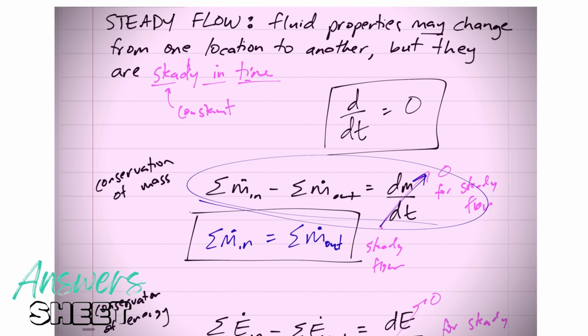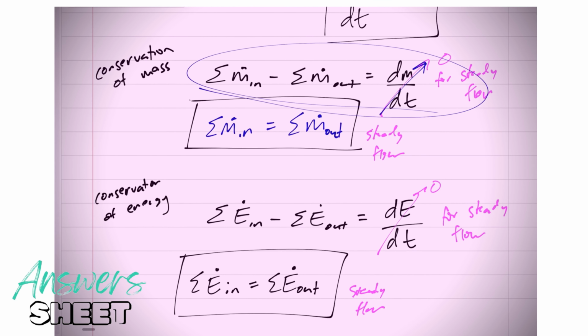A lot of our devices are steady flow devices. The way that I think about it is this: if it's not collecting mass, if it's not filling up with mass, if the mass is not changing inside of our control volume, then it's a steady flow device.